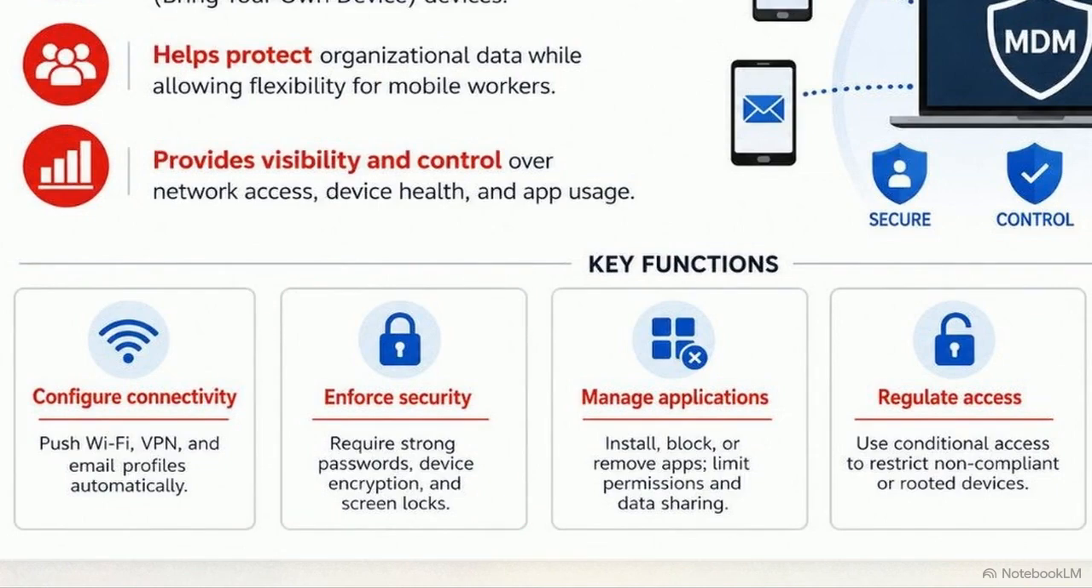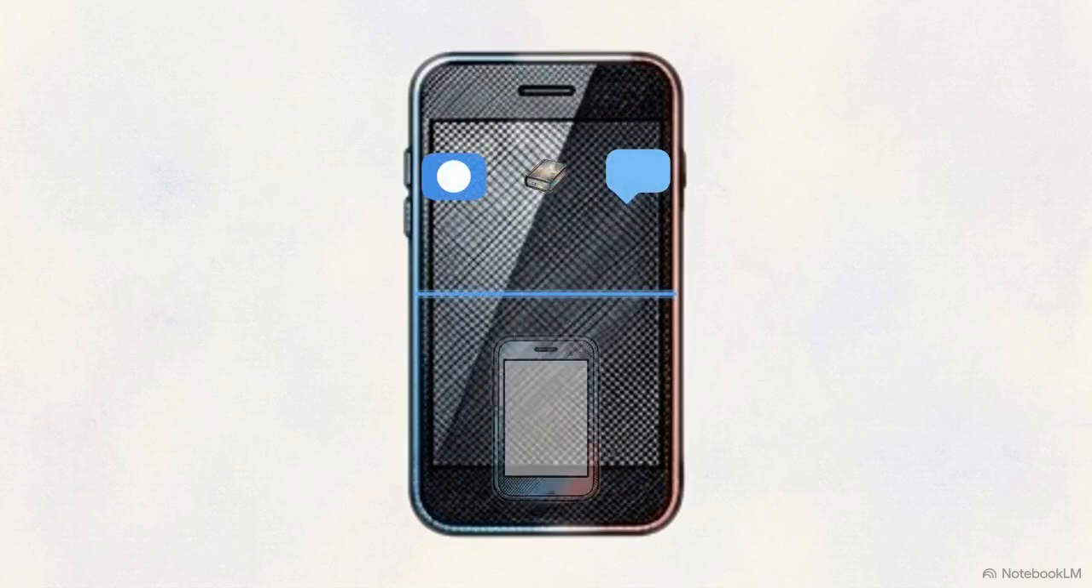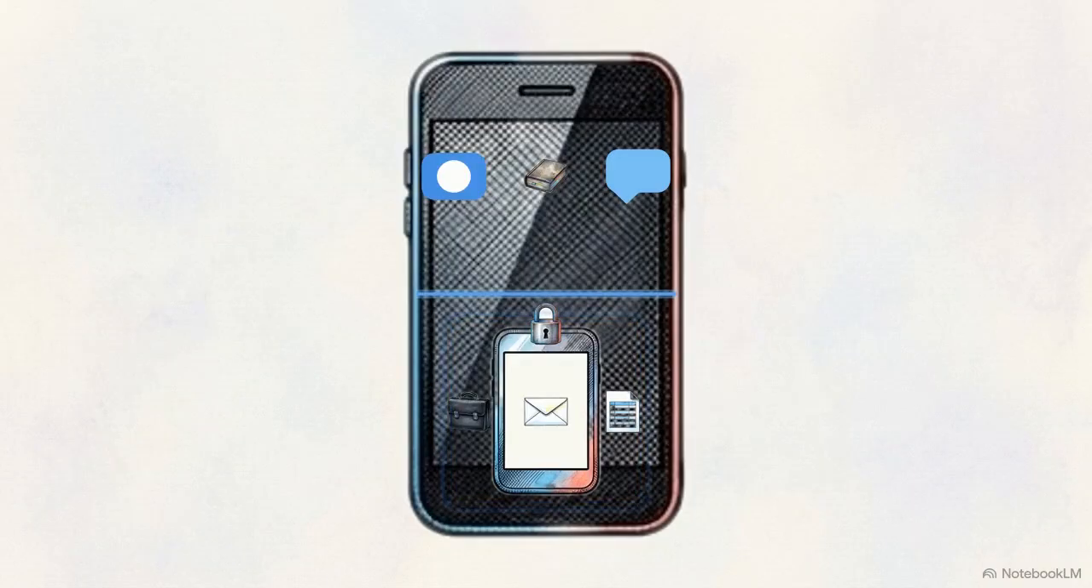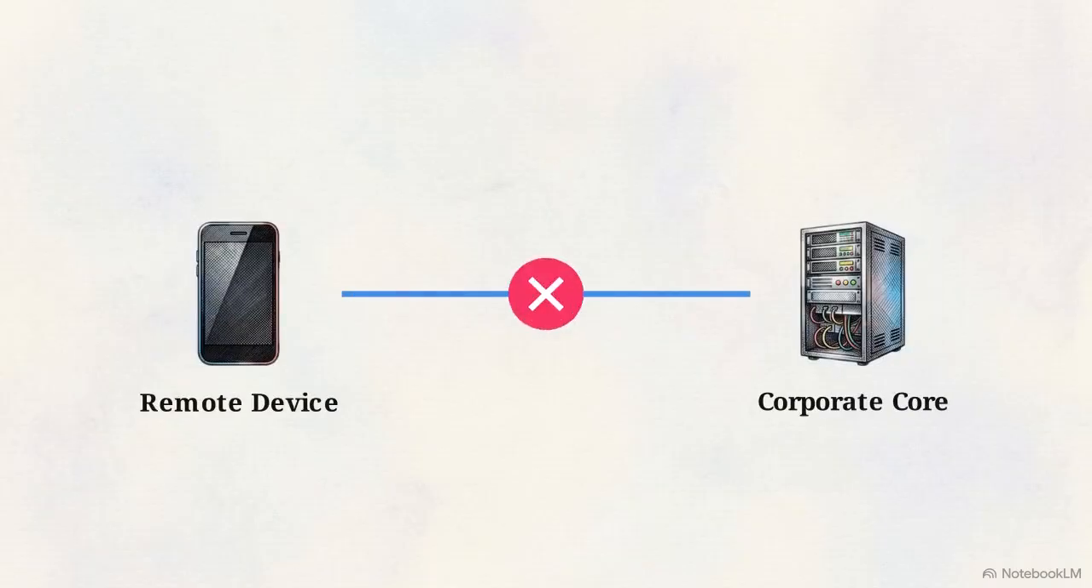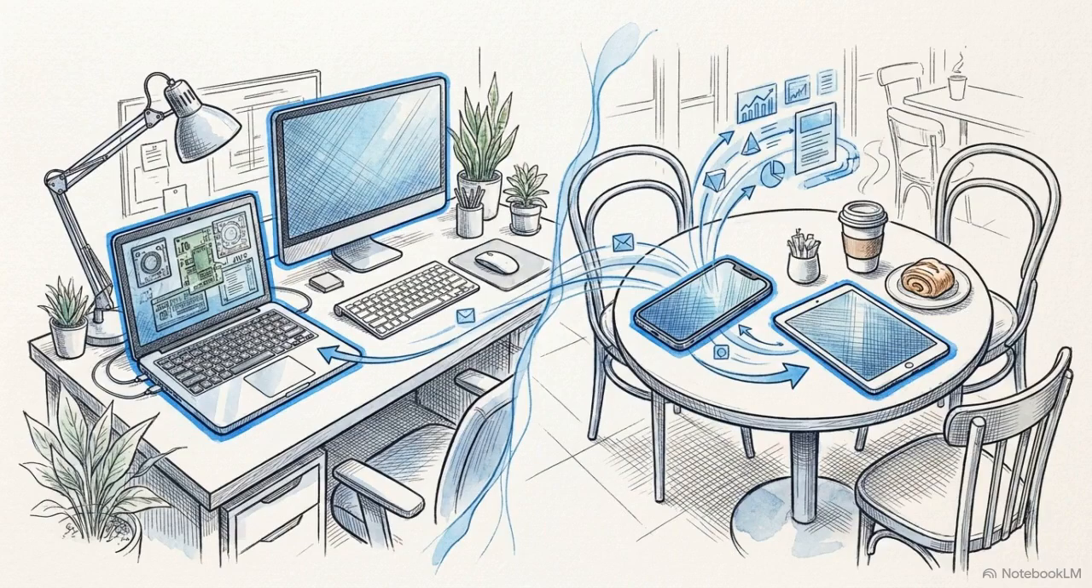This solves the BYOD dilemma. The MDM strictly separates corporate data from personal data, placing enterprise assets into encrypted, isolated containers. The MDM also utilizes conditional access. If a device is detected as rooted or jailbroken, the MDM will automatically cut off its access to the corporate network. By centralizing these policies, MDM integrates individual, disconnected devices into a unified, automated corporate security perimeter.